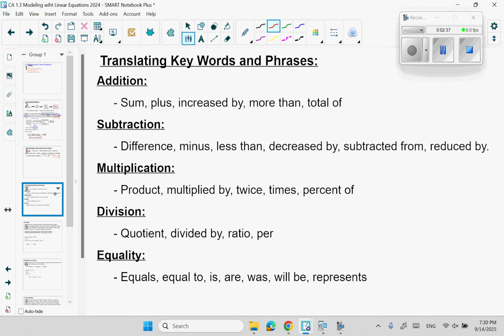Okay. And then, of course, here's just a page describing some main words to see and what they translate to. For example, if you see some, increase by, or more than, it's probably talking about the operation of addition. And then there's some other examples of each of those.